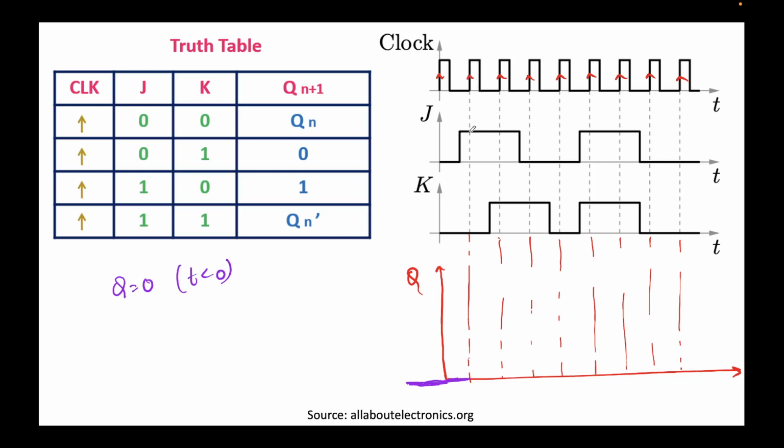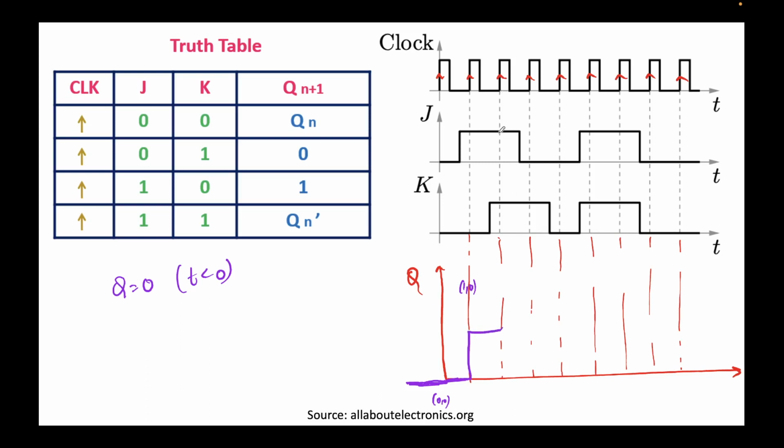At this edge, J equal to 1 and K equal to 0. So I'll write here actually 0 comma 0, right? Here it's 1 comma 0. 1 is J, K is 0. So with 1 comma 0, Q should become 1. So Q will become 1 and will remain 1 until here.